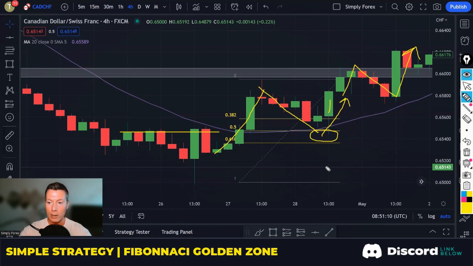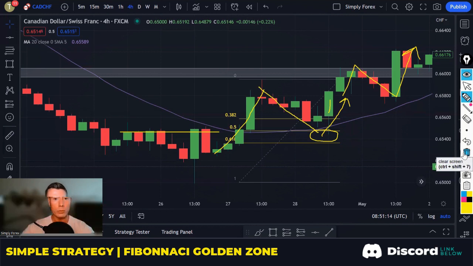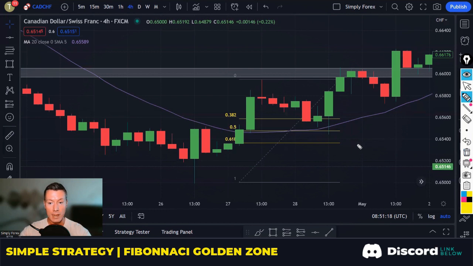So it works on all time frames, all currency pairs. Start thinking about using Fibonacci retracements and specifically this golden zone, guys. It's a real powerful tool to use. Why not add it to your already established strategy and use it as another piece of confluence, perhaps.